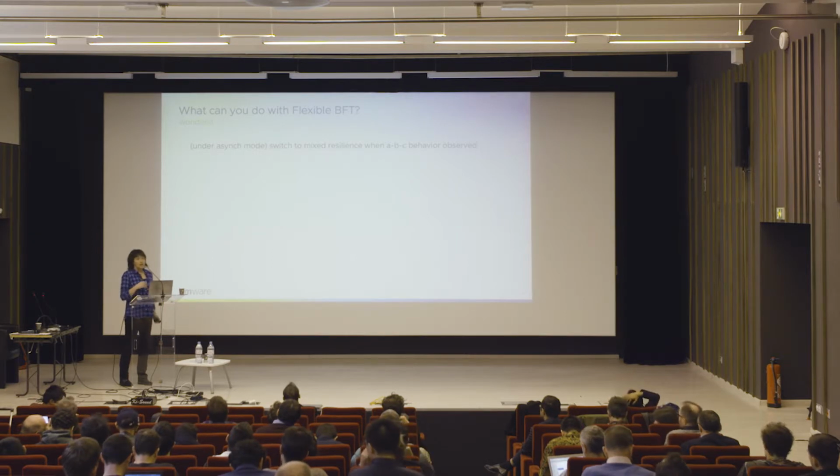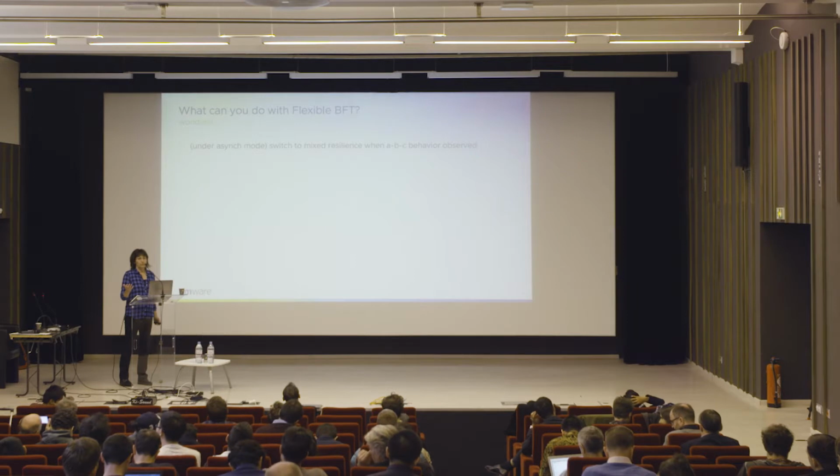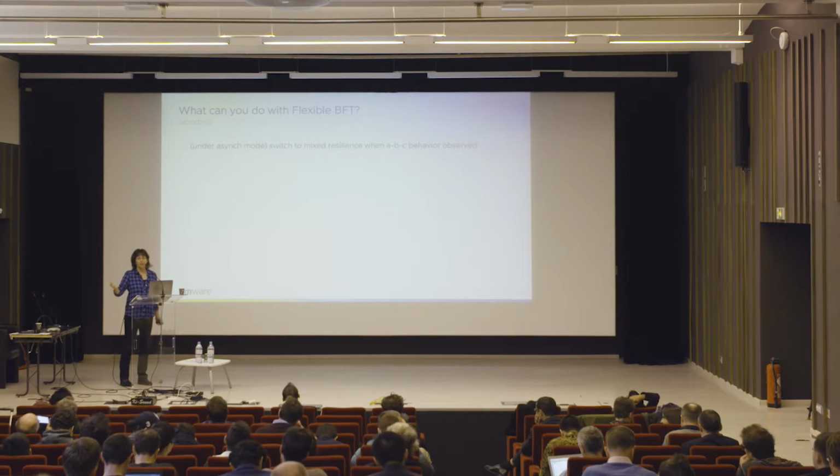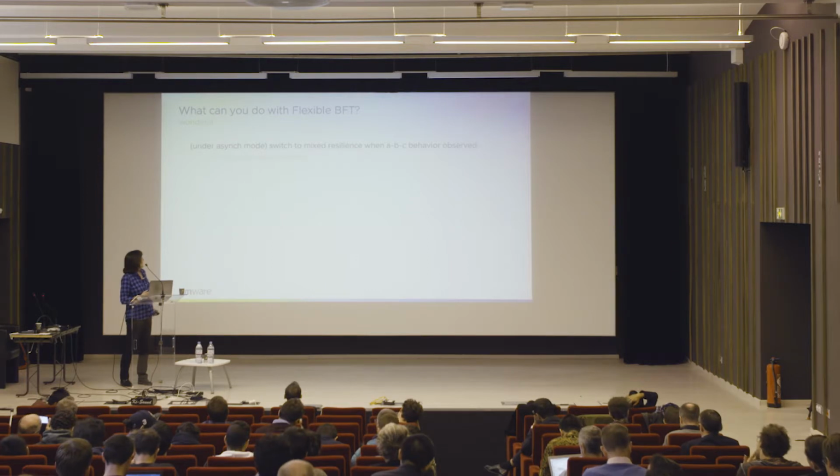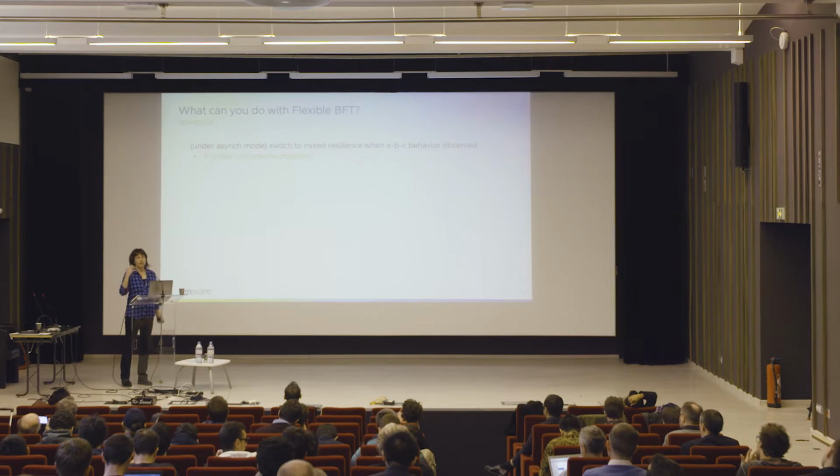So in the asynchronous model, for example, when you observe ABC behavior, okay, so you observe participants are responding to you more than your bound would otherwise assume. So let's say P have already responded and are active, and you think that they might be corrupt. This is your assumption.